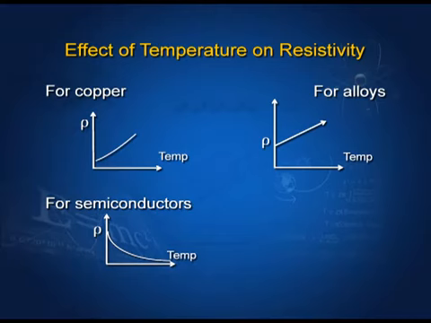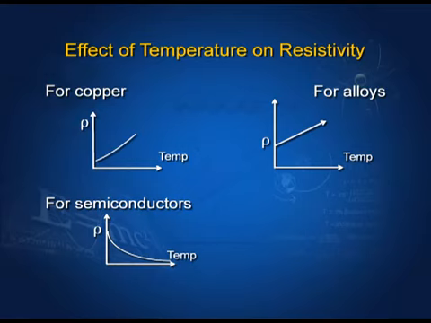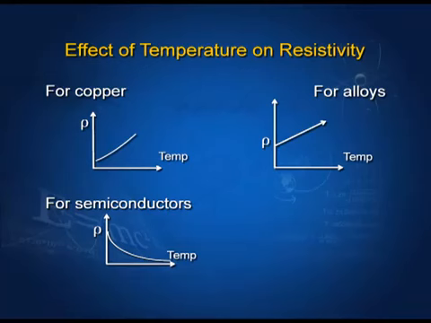Effect of temperature on resistivity. For copper, we have seen that resistivity varies rapidly with the rise in temperature. That means in the beginning resistivity increases slowly, but if we increase the temperature a lot, then resistivity increases rapidly. If we study the effect of temperature on the resistivity of alloys, we see that with high temperature resistivity remains almost constant. Whereas for semiconductors, resistivity decreases with the rise in temperature. The following graphs represent the variation of resistivity with temperature.